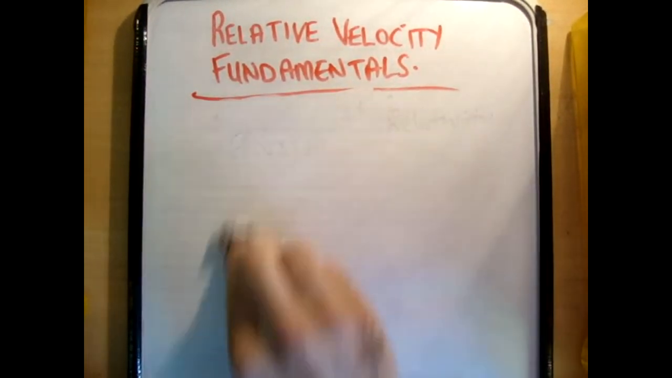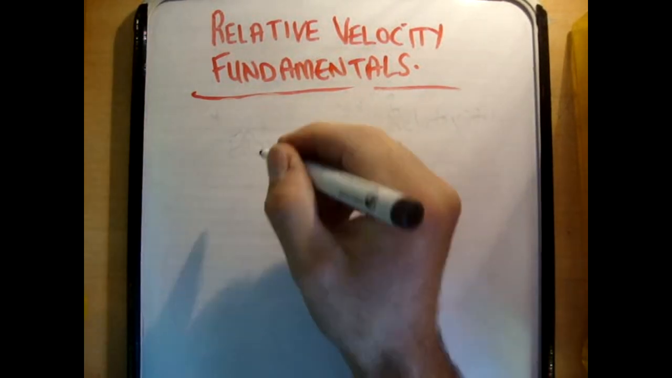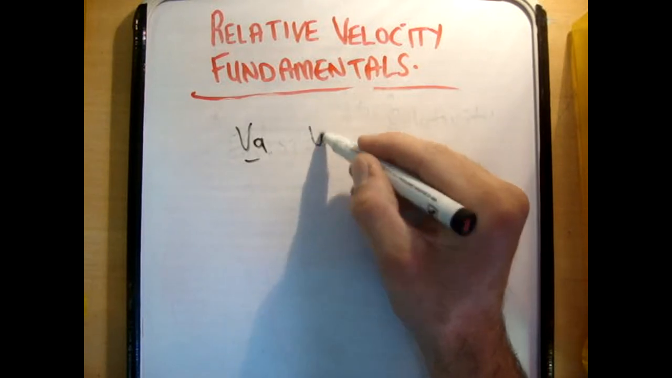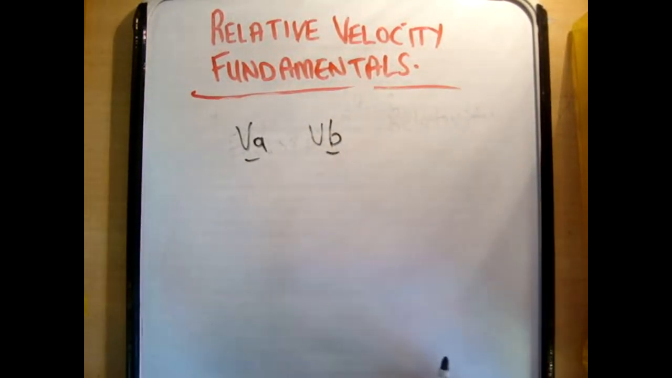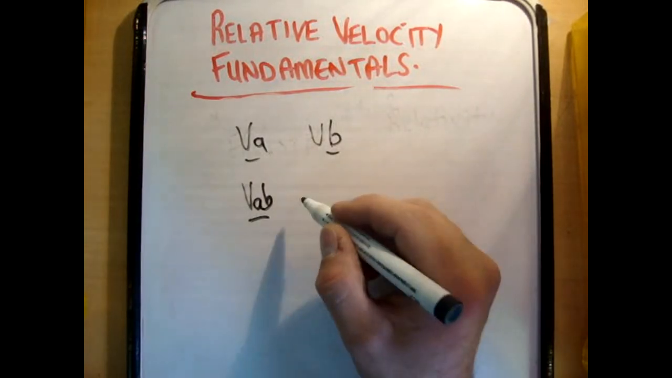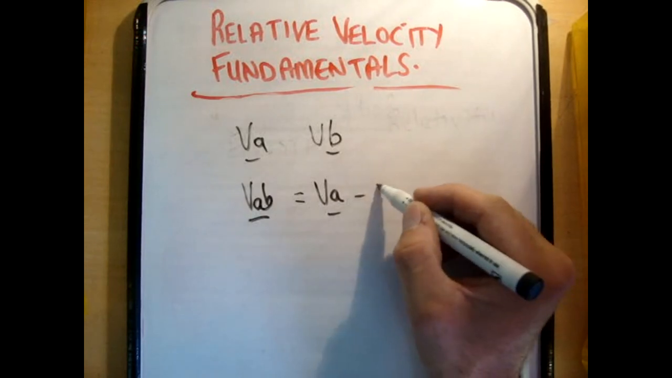So how does this work out for us? Well, I'm going to define the following. If I have two velocity vectors, the velocity vector A and the velocity vector B, and I want to find out the velocity of A relative to B, so I write it like that, then VAB is equal to VA minus VB.